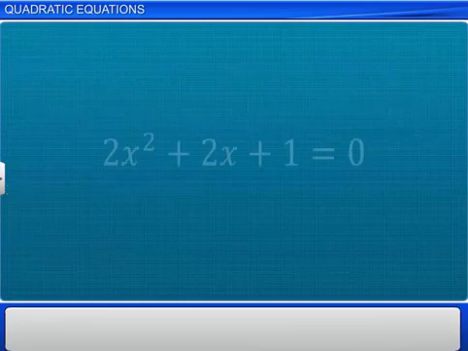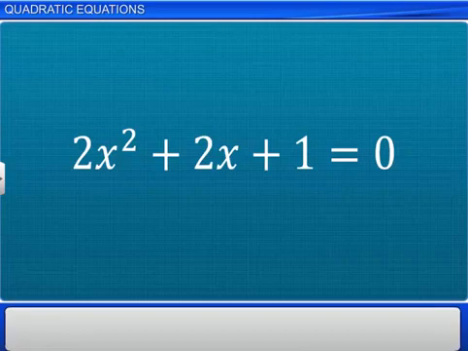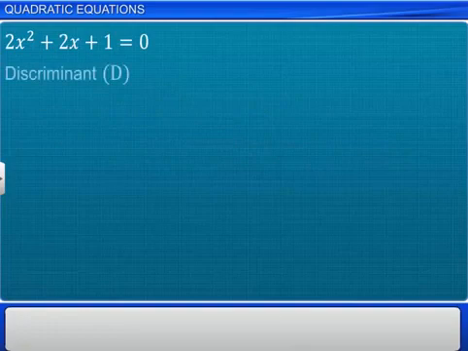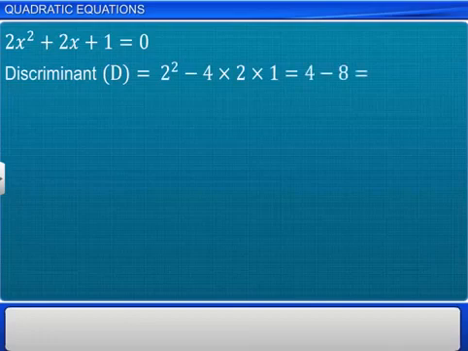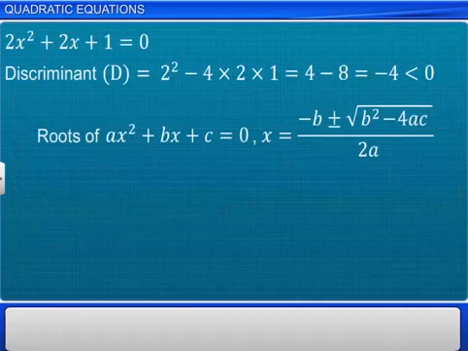Let's consider another quadratic equation, 2x squared plus 2x plus 1 equal to 0. First, we'll find the discriminant. The discriminant obtained is minus 4, which is less than 0. In such cases, how can you solve the quadratic equation? We know that the roots of a quadratic equation ax squared plus bx plus c equal to 0 are as shown.